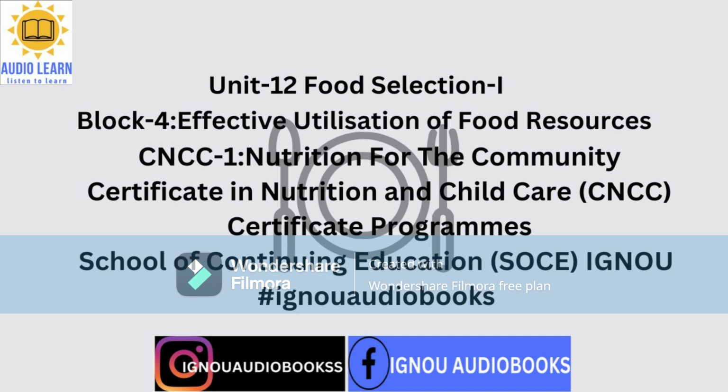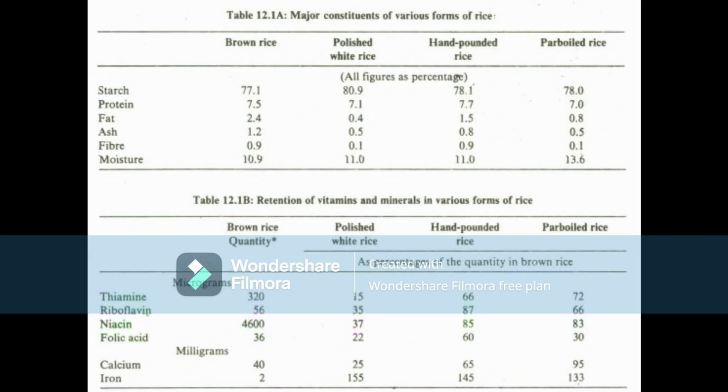Table 12.1a and 12.1b gives nutritive value of various forms of rice. Table 12.1a, major constituents of various forms of rice. Look at the screen for table content. Table 12.1b, retention of vitamins and minerals in various forms of rice. Look at the screen for table content.